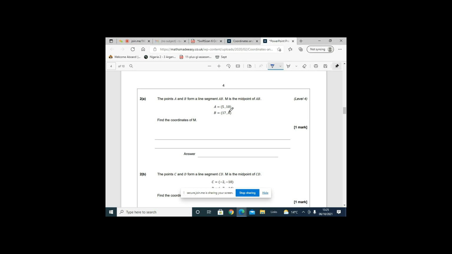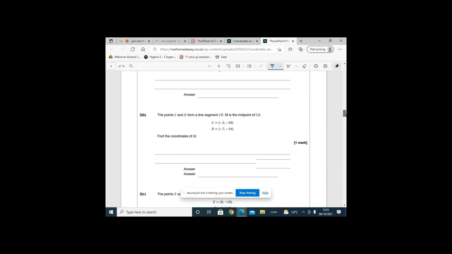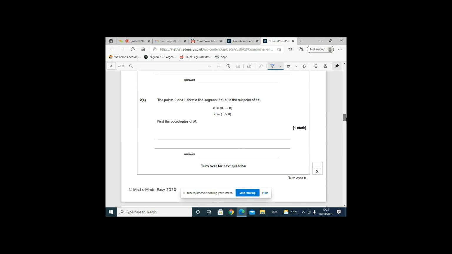17 plus 5, which is 22. Divide by 2 is 11. Then 10, the other one is 18. 18 divided by 2 is 9. That's it. Yeah, 11, 9. So it's straightforward.